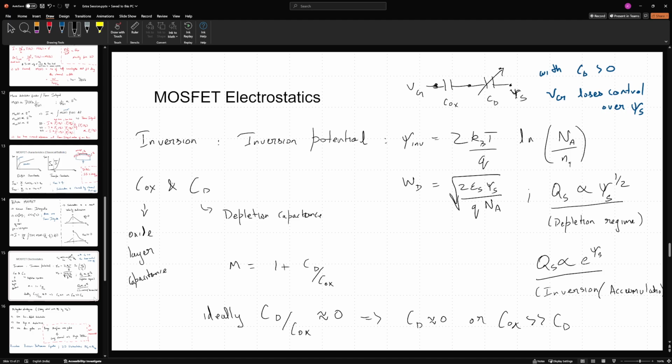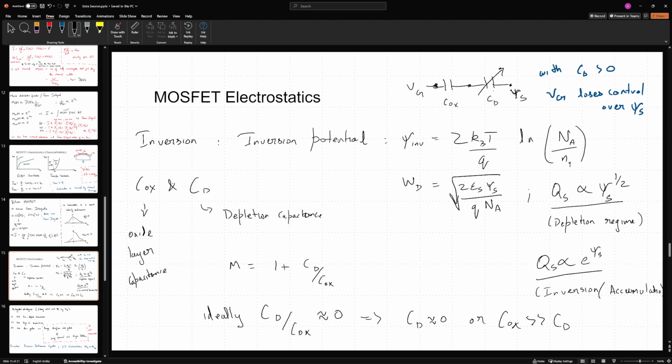So then we came to MOSFET electrostatics. This is something that we covered as recently as 2 weeks ago. So the first thing to remember is the idea of channel inversion in a bulk MOSFET, and to find out the inversion potential. So the model for the electrostatics is the following. I have Vg and psi s. So this is the surface potential at the gate substrate interface.